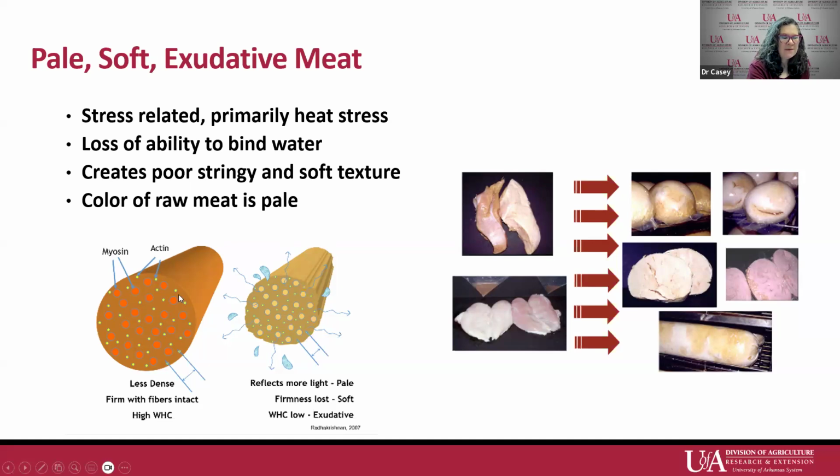The picture on your left is more like what you would want, where it looks darker in color. It's because more water is held within that fiber. And so that is going to remain in the meat much longer through normal storage, and also through cook loss to some extent.